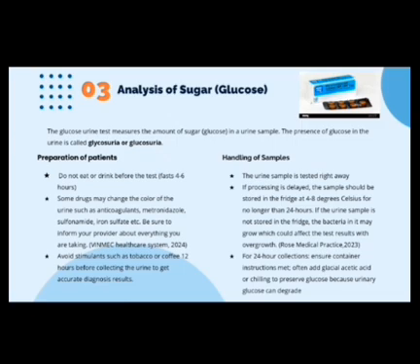Sample handling. Glucose should be tested immediately because bacteria in urine feed on sugar. If the sample cannot be processed right away, it should be refrigerated. For 24-hour collections, preservatives may be used to prevent breakdown of glucose.